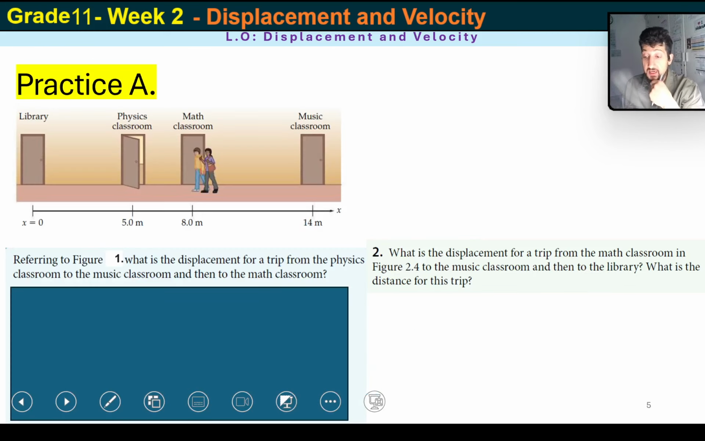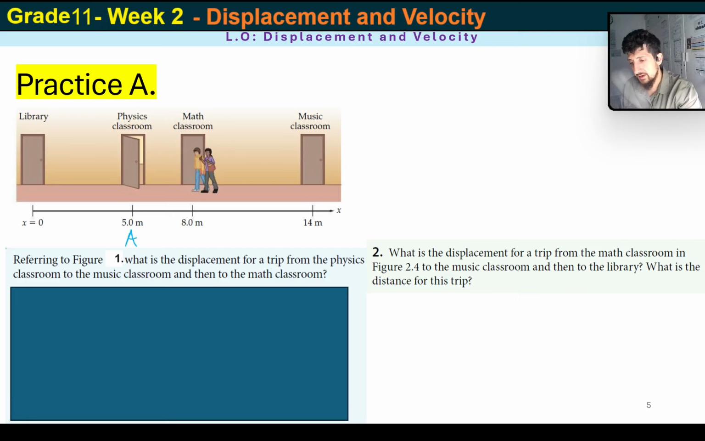Okay, so here's a good example we can use. What is the displacement for a trip from the physics classroom to the music classroom and then to the math classroom? So the first thing you need to do when you're reading a question like this is figure out where's your starting point. So your starting point seems to be the physics classroom. So that's the starting point, A. And then we go into the music classroom, which is B. And then we end up in the math classroom, which is C.